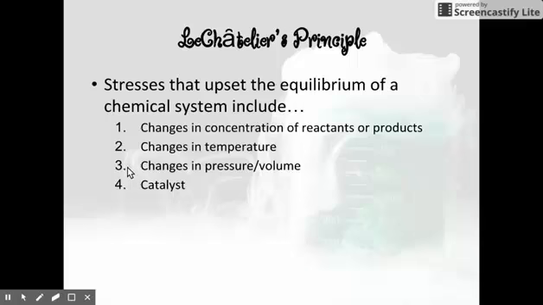If we're talking about a gas system, we can change the pressure or the volume of the container the system is in, and that will affect equilibrium. And also adding a catalyst. How does that affect equilibrium? So we're going to talk about these 4 things.